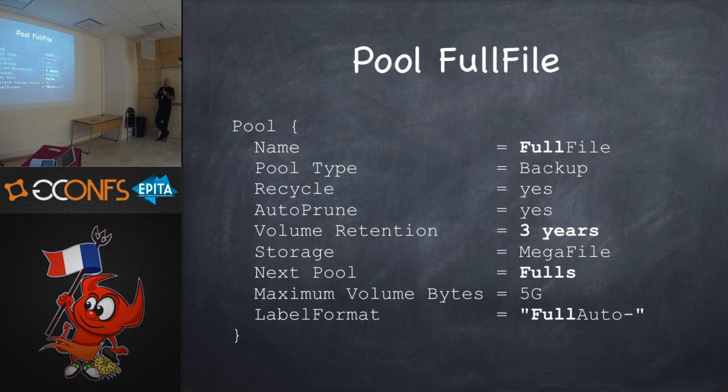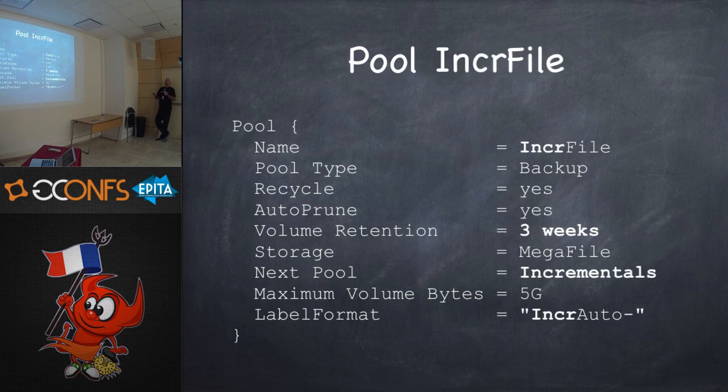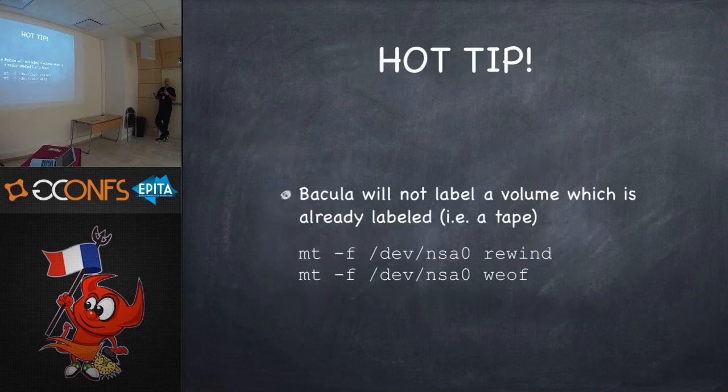Diff pool, there's not a lot of difference between the two, just the time period and the names, and the same with the incremental. And you can see the label format as well. So it's all very straightforward. It will not label a volume which is already labeled, such as a tape. Okay, so this is what you have to go through in order to clear a label off a tape if you need to.